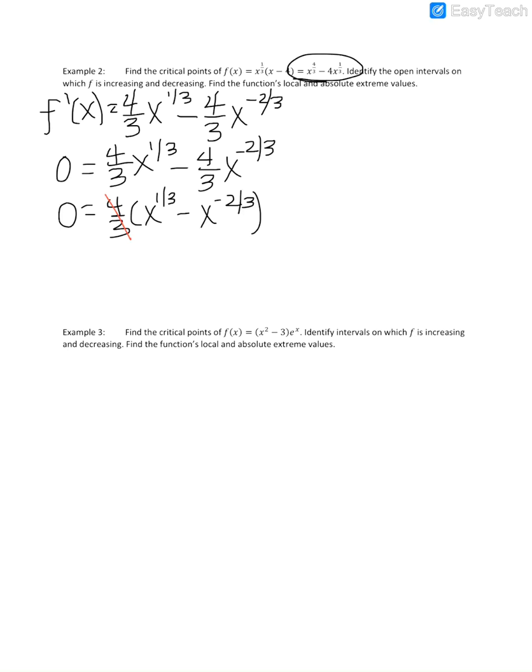What I'm going to do now is I actually want to add the x to the negative 2/3 to the other side, okay? So this gives me x to the negative 2/3 equals x to the 1/3. All right, it's important to remember, I'm going to come down here, that this is 1 over x to the 2/3.